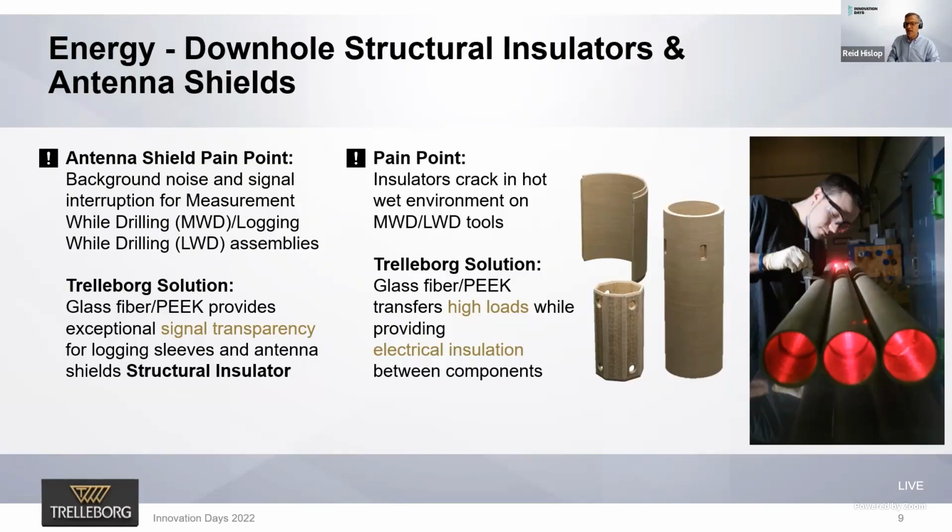Most of the products we've shown here have been made from carbon fibers, which appear as black. But when you switch to glass fiber, we end up with an electrical insulator, which is interesting. These parts are then widely used in industry, and specifically the oil and gas markets, to transfer high loads while providing insulation between electrical components. These parts are made from glass fiber PEEK, which provides high temperature and chemical resistivity, often seen in these industries. These parts provide excellent signal transparency for logging sleeves, often seen in the oil and gas industry again.